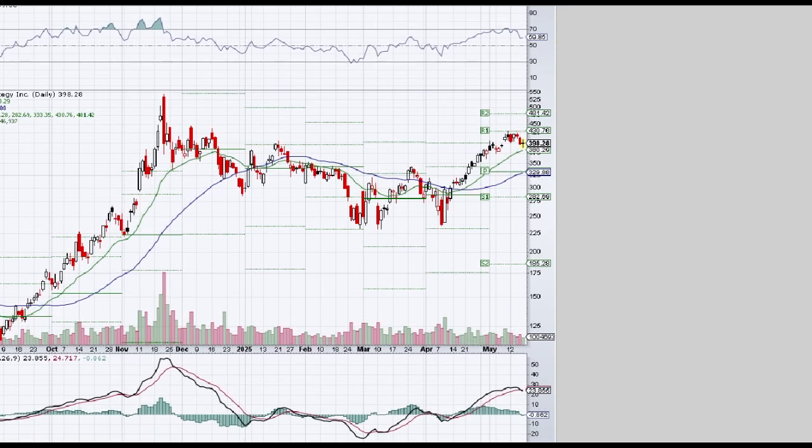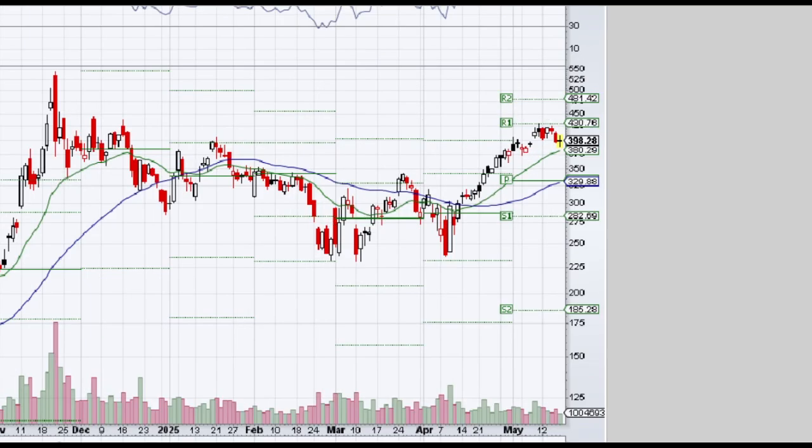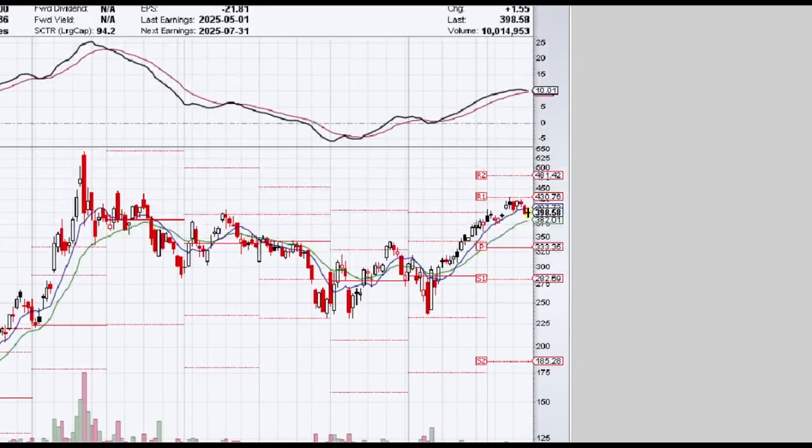MicroStrategy stock just pulled back hard from its highs. But is this the breakdown bears have been waiting for, or just a fake out before a bigger move up? In today's video, we're breaking down the chart, identifying trade levels, and giving you a plan you can use this week.